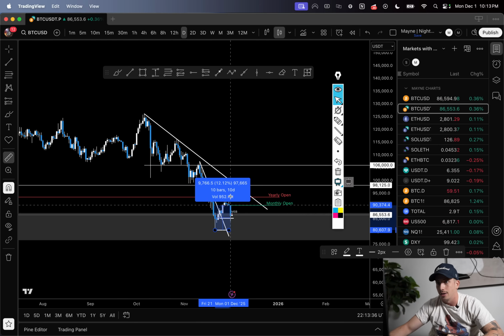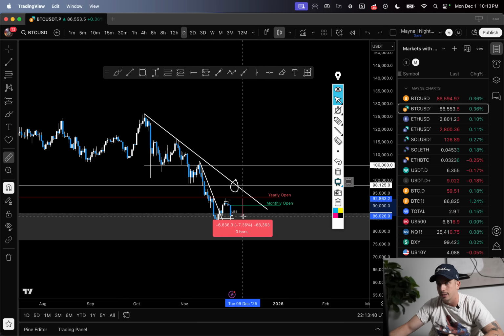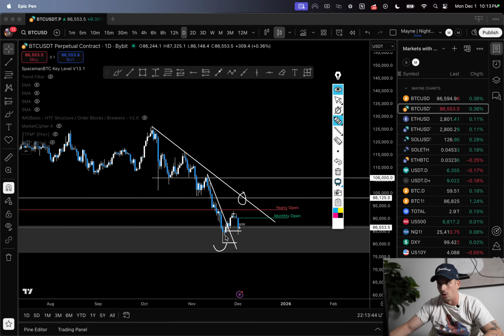We pumped, what, 16%, and now we're pulling back 7%, okay? So as long as this low holds, we're okay here. Could this make a new low? In theory, yes, but I would rather we don't. It's possible, right? Anything's possible.